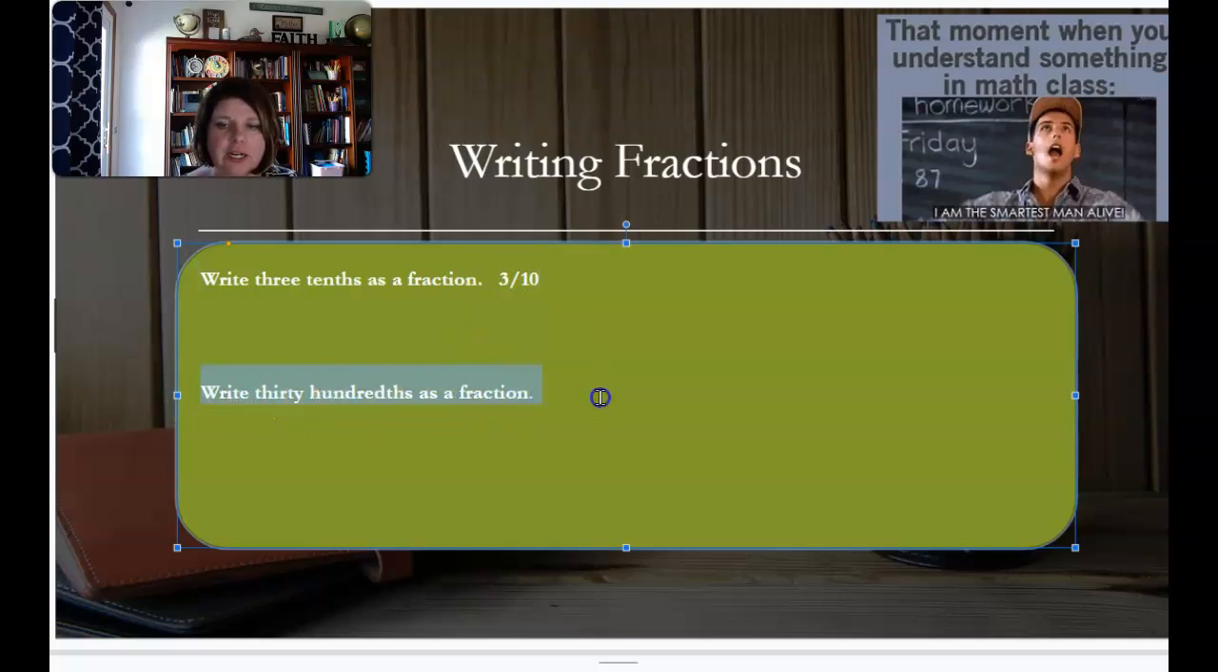This says write 30/100ths as a fraction. So 30 over 100, 30/100ths. These fractions are equal because if I have 3/10ths, that's like saying I have 3 dimes or 30 cents. But if I have 30/100ths, that means 30 pennies out of 100. They are equivalent because they have the same value.